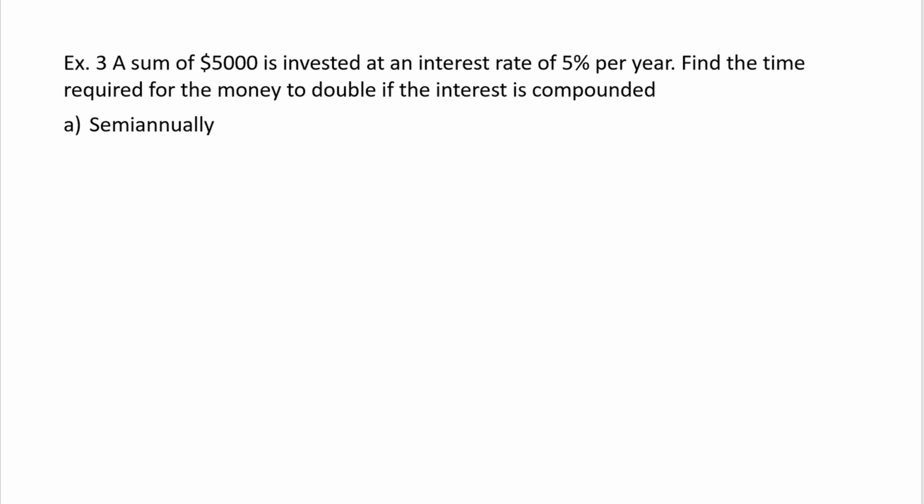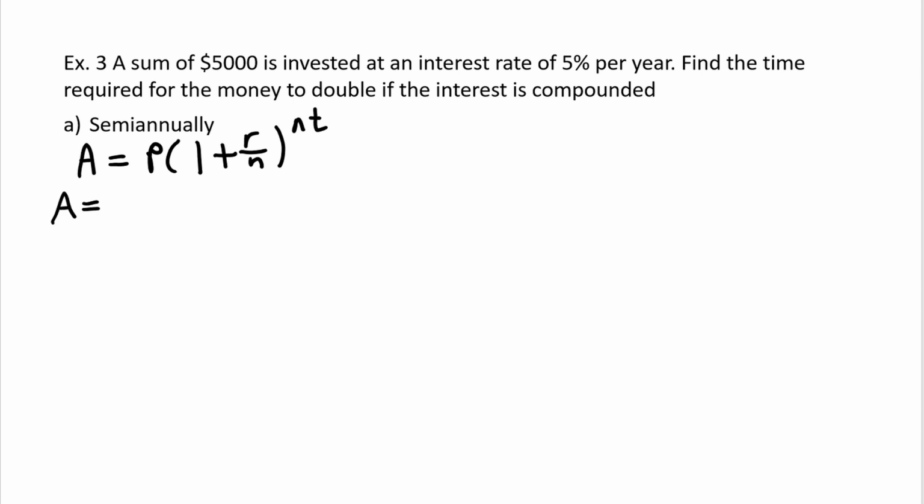A sum of $5,000 is invested at an interest rate of 5% per year. Find the time required for the money to double if the interest rate is compounded, part A, semi-annually. Semi-annually tells us we are looking at a compound interest problem, so we'll use the formula A equals P times the quantity 1 plus R over n to the nt, and we need to identify the parts.